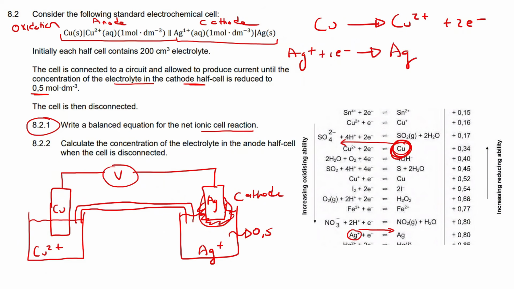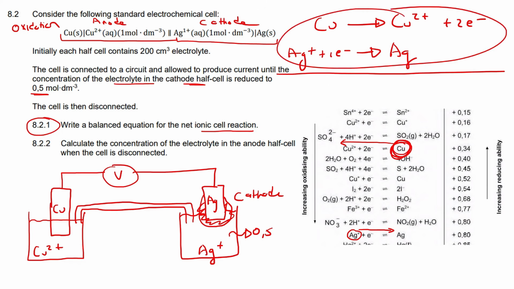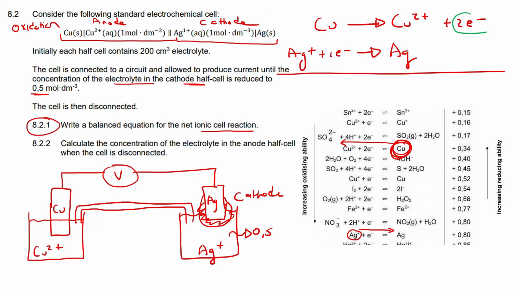Now what they want is for us to balance this thing and turn it into an overall reaction. So the way that you do that is you're going to add these two reactions together, but we have a bit of a problem. That problem is that here we have 2 electrons, but here we only have 1. So in order for the electrons to cancel, we need them to be the same. So what we'll do is we'll multiply this reaction by 2. So we can put a 2 there, a 2 there, and a 2 there.